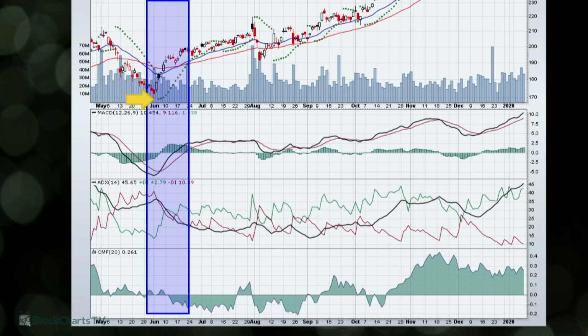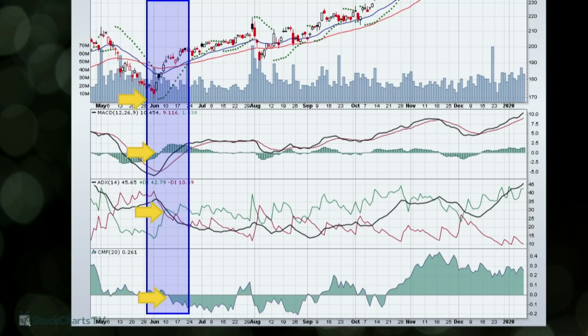And the fact of the matter is there are a ton. The parabolic SAR went from being above the price bars to below the price bars. As I show you there, the MACD moved from below zero to above zero. The MACD histogram moved from below zero to above zero, which is another way of saying the red and the black lines crossed. The ADX line, the green line, moved above the red line, meaning that we shifted from being in a downtrend to being in an uptrend. Notice that happened a couple of days after the low.